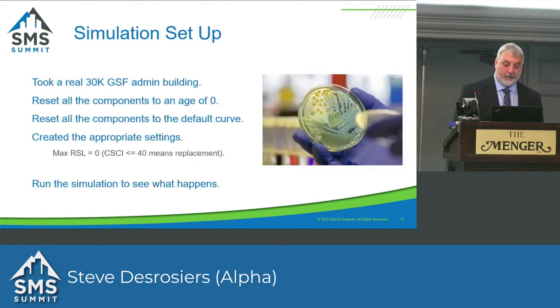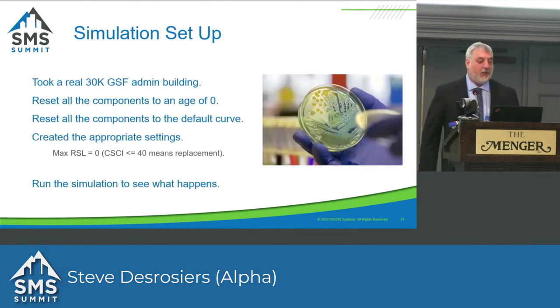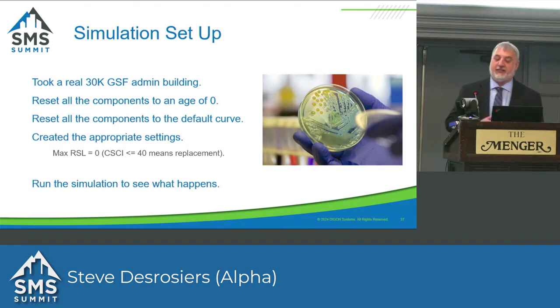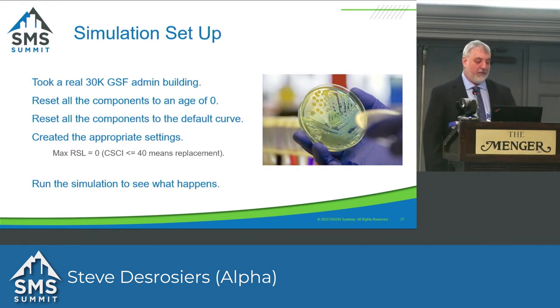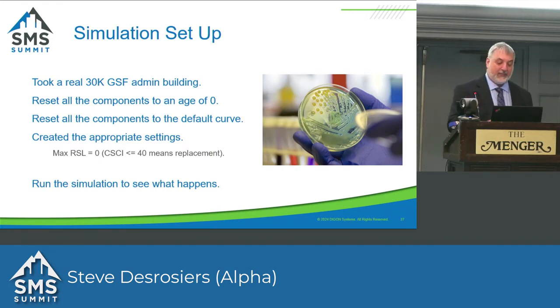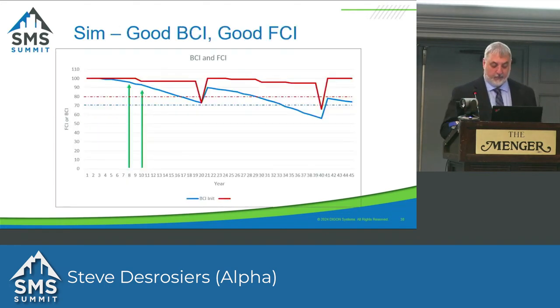So, good. What is in my simulation? Well, I took a real live 1,000 square foot admin building, and I reset all its components back to an age of 0. I reset all the components back to the default curve, created the appropriate settings, and then ran a simulation. The simulation produced a plot that looks like this, and plots also take a high cognitive load to understand what's going on. So we're going to look at 5 data points on the plot to see what's going on at those points.